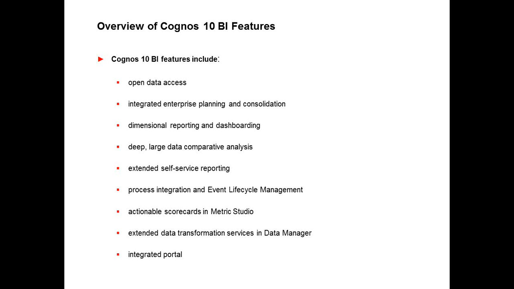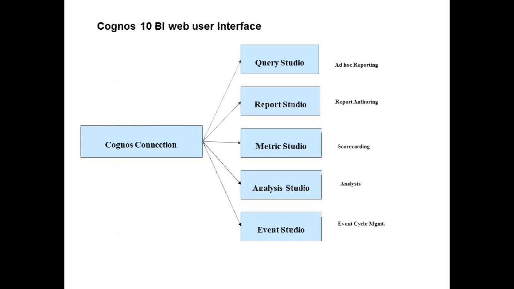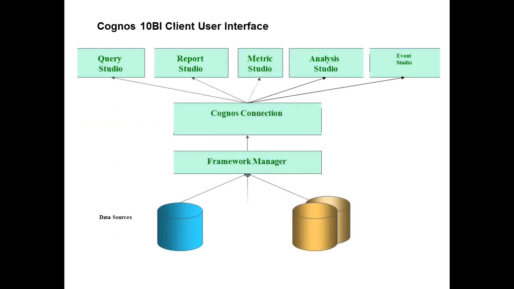So these are the web user interfaces: Query Studio, Report Studio, Metric Studio, and Event Studio. I also put a request to Samir to cover Matrix Studio and the Transformer portion. Definitely. But the basic thing we need to cover is the Cognos connection. Without knowing this, it's too difficult to understand those.